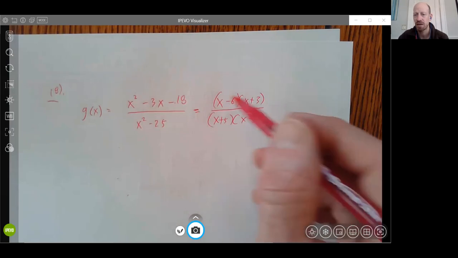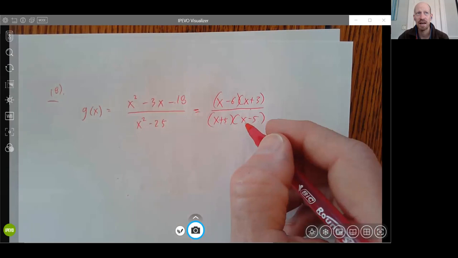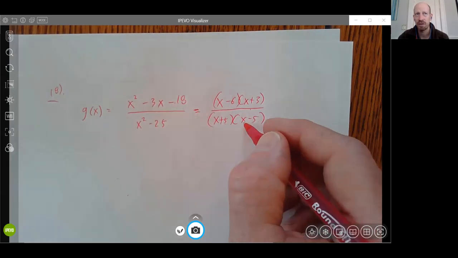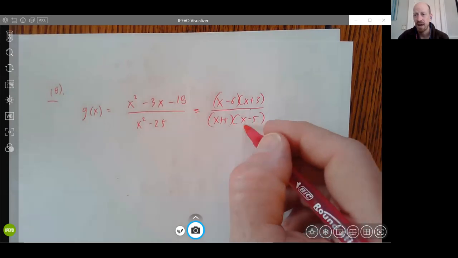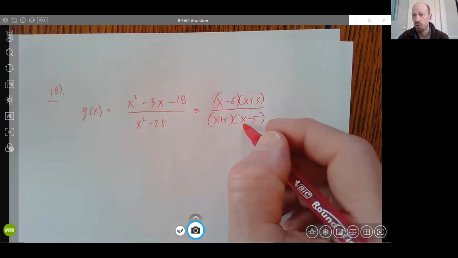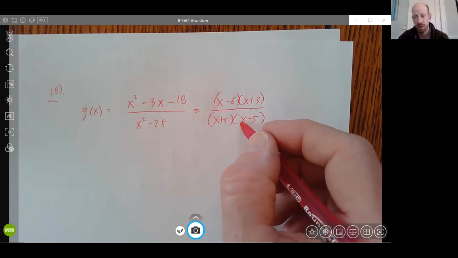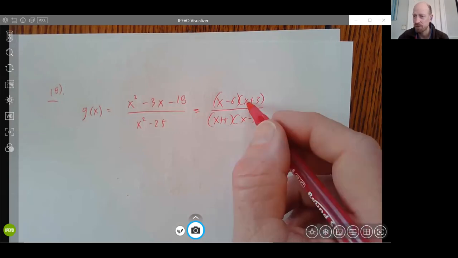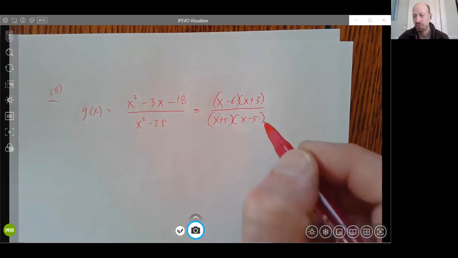Okay, so the domain: I can't have 5 or minus 5, right? Because those are going to make the bottom 0. And that's true whether it's a hole or a vertical asymptote. I can't put in the 5 or the minus 5. So if there's a factor of x minus 5 up here, that wouldn't change the fact that 5 was not in the domain.